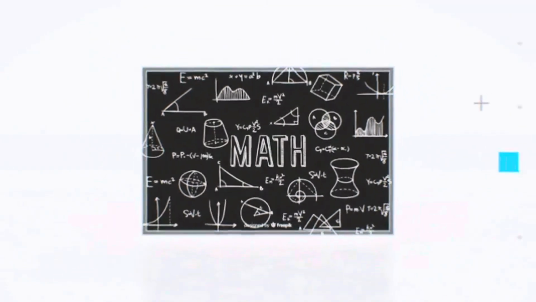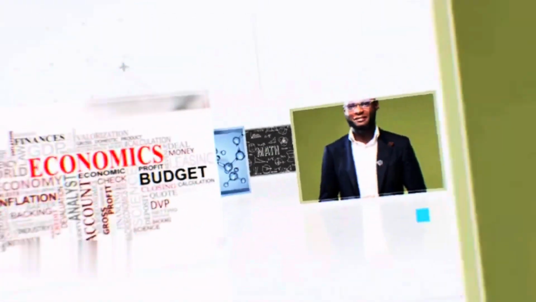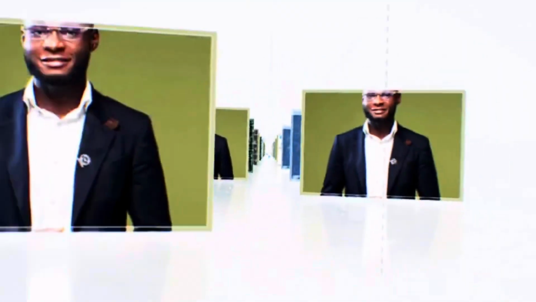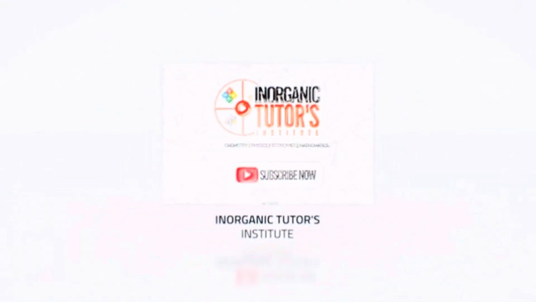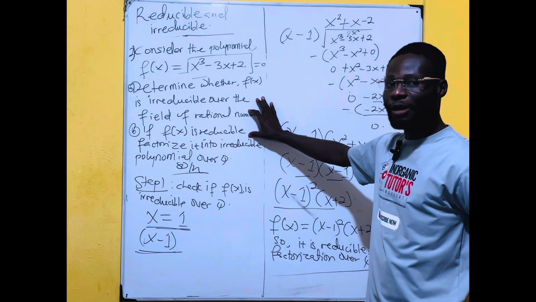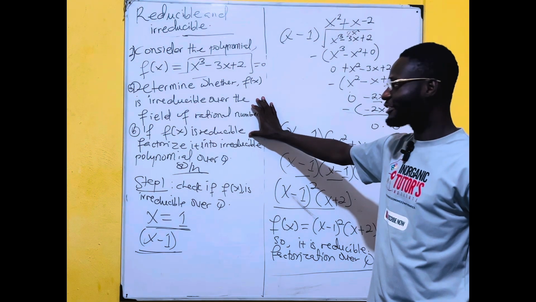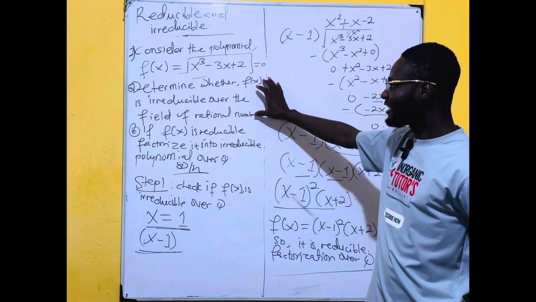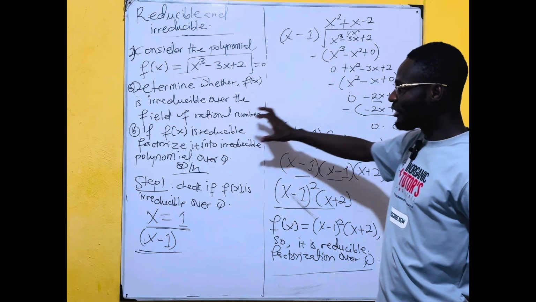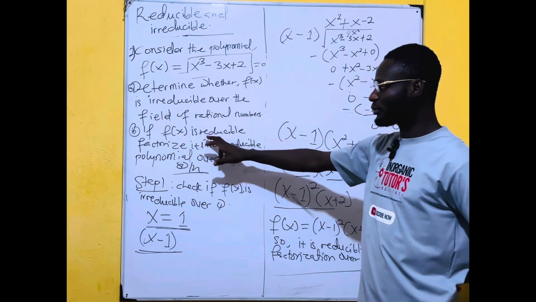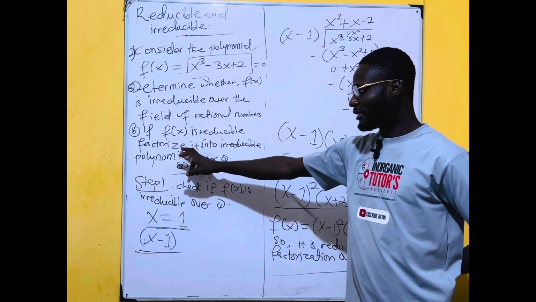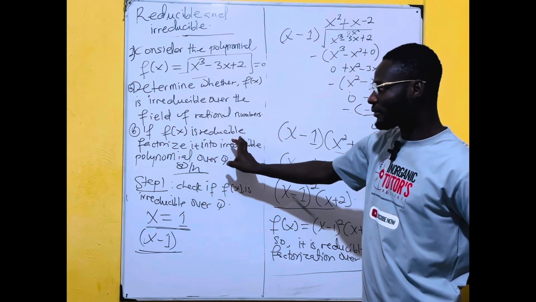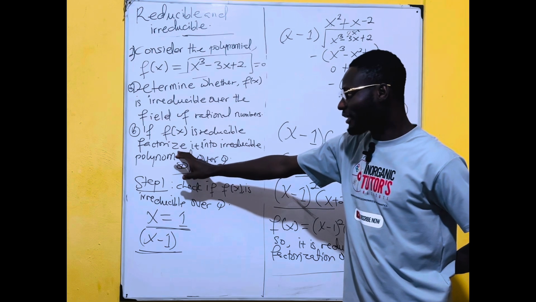Now the B part. Before we do the B part, I want to give you some small assignments. So look at the trend. Look at how we did this. Now they are saying that if f of x is reducible, we should factorize it as what?